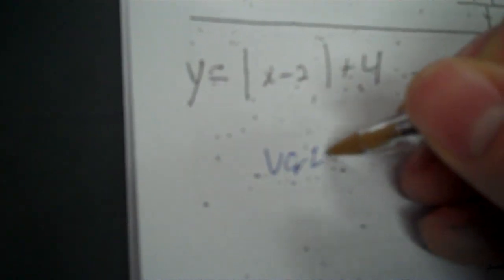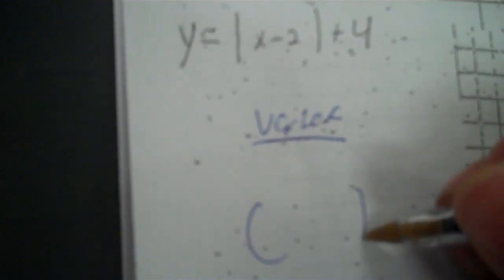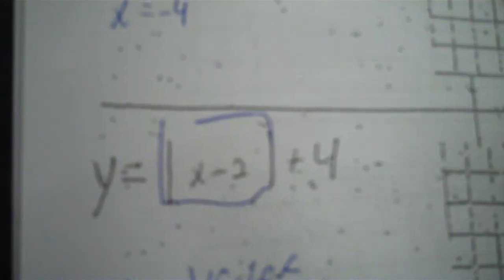All right, next one. So I see the absolute value. I put vertex, x, y. So my x value at the vertex is whatever makes the absolute value 0. So you put x minus 2 equal to 0. So now I'm going to add 2. So now x equals 2. Now 2 minus 2 is 0, and then you have the positive 4. So 2, 4, right 2 up 4.